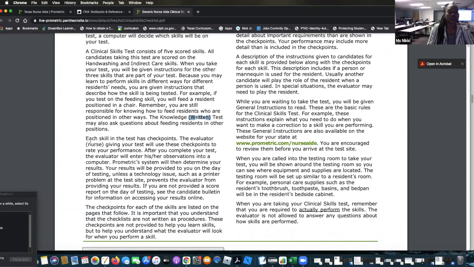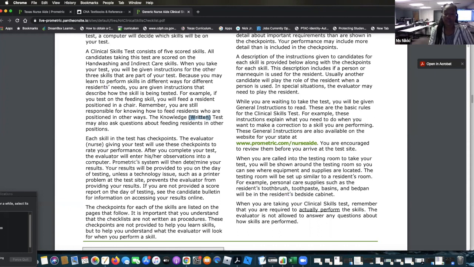Okay, next. Each skill in the test has checkpoints. The evaluator, who is an RN, giving your test will use these checkpoints to rate your performance. After you complete your test, the evaluator will enter his or her observations into the computer. So all this is computerized. It's so awesome, whereas before, everything was paper and kind of the old fax machine way. So this is all computerized.